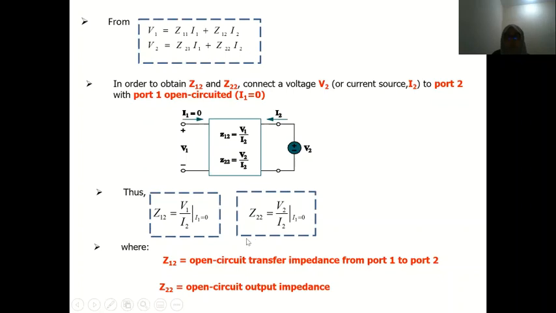And another impedance is Z22. When we zero your I1, you will get Z22 equal to V2 divided by I2. Here your Z12 is the open circuit transfer impedance from port 1 to port 2, and your Z22 is the open circuit output impedance.